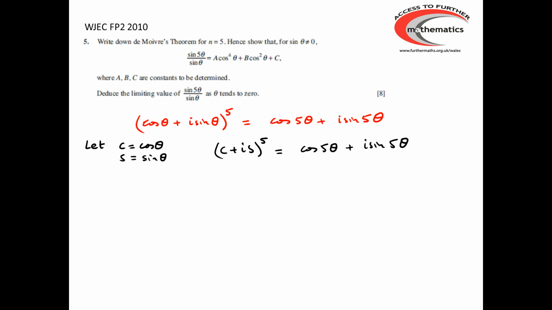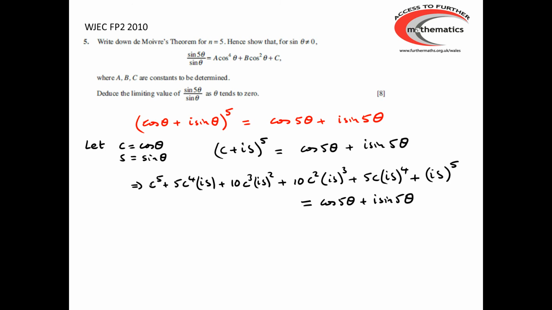Using Pascal's triangle, or equivalently the binomial expansion, we can expand the left hand side and we'll get 1 lot of c to the 5 plus 5 lots of c to the 4 times is plus 10 lots of c cubed times is squared plus 10 lots of c squared times is cubed plus 5 lots of c times is to the 4 plus is to the 5. And that lot still equals cos 5 theta plus i sine 5 theta.